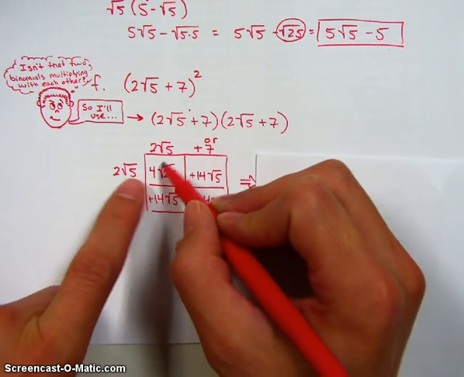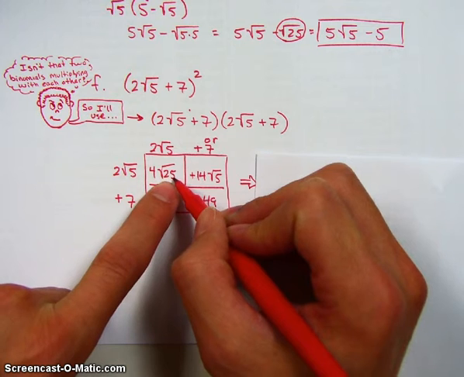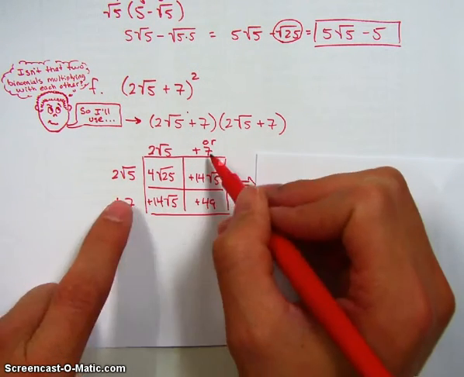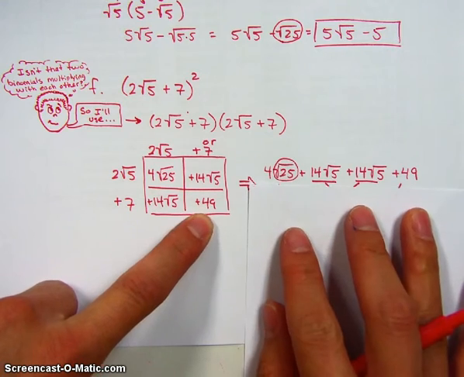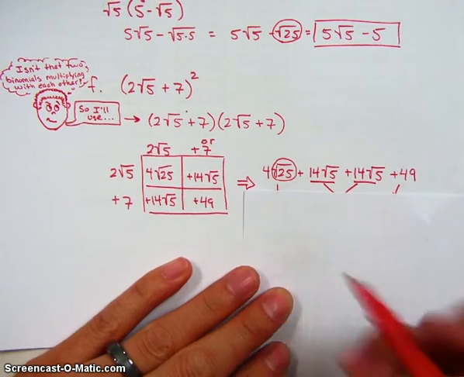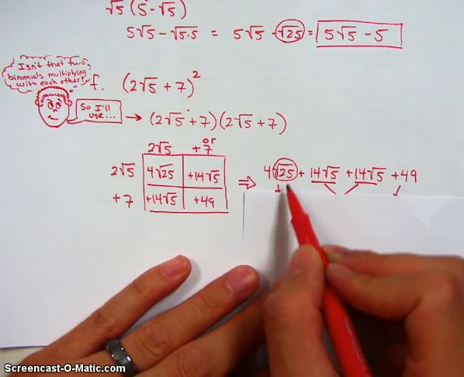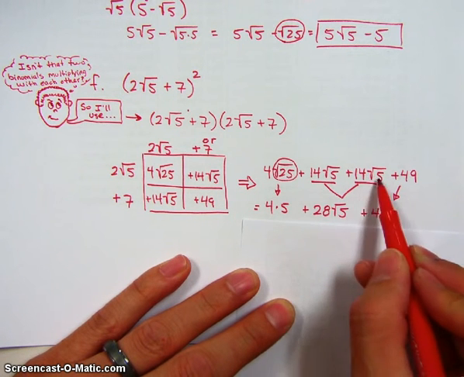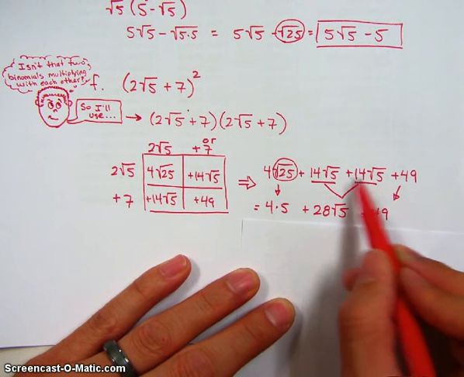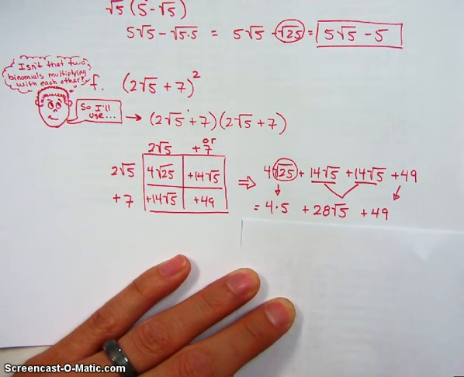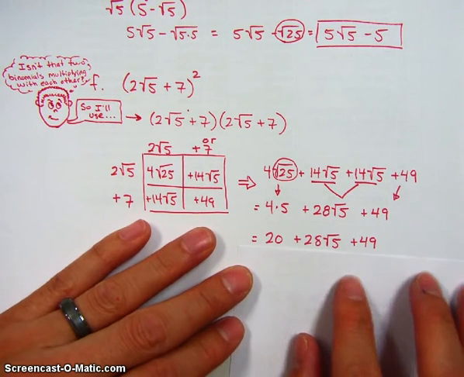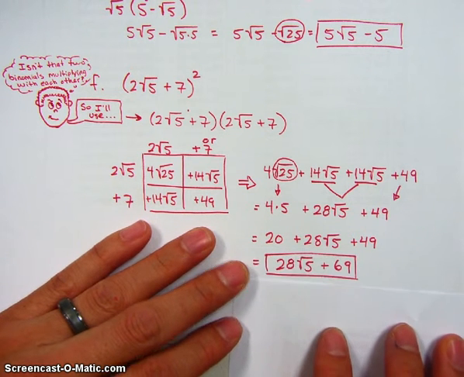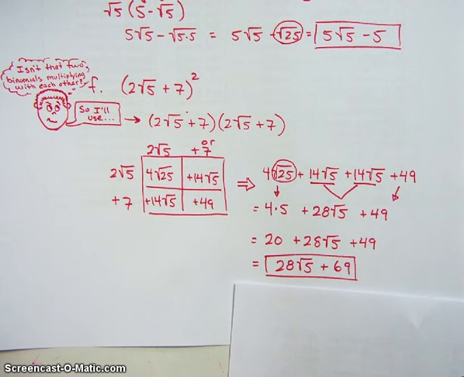2 times 2 is 4, rad 5 times rad 5 is rad 25. 7 times 2 is 14, and then rad 5, same thing here. And then 7 times 7 is 49. I wrote that all to the side here, and I started to simplify. 4 times rad 25, well, rad 25 is really just 5, so 4 times 5. These two have the same radical, so I can add those together, the front numbers here. It's 28 rad 5, and then 49 is just 49. So I get 20 here. All that stays the same. I can now take 20 and 49 and add it, and then there's your final answer. All right? Hopefully that helps out a little bit more.